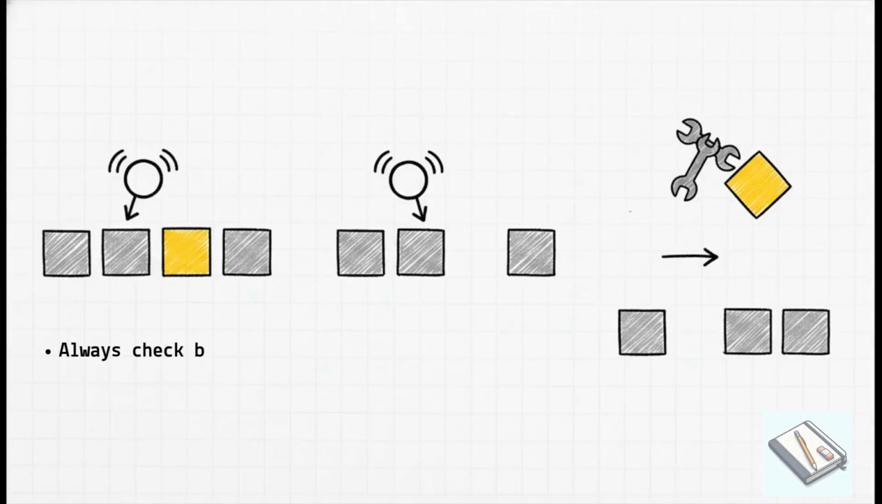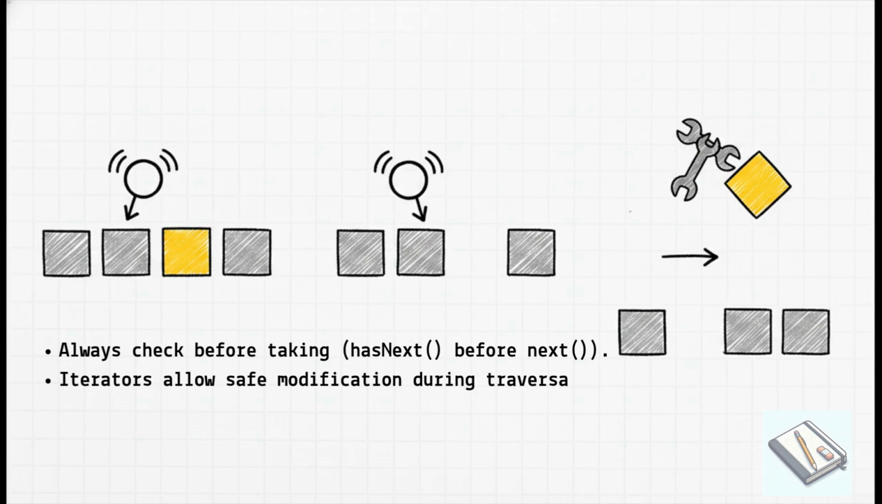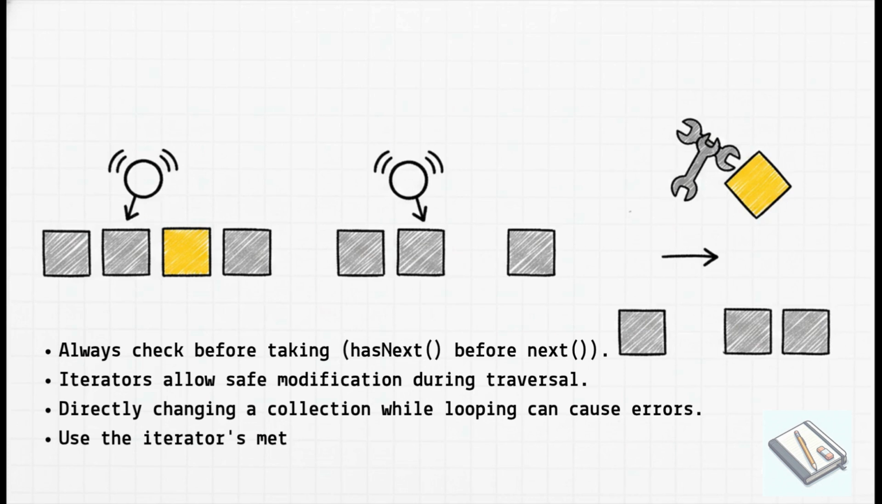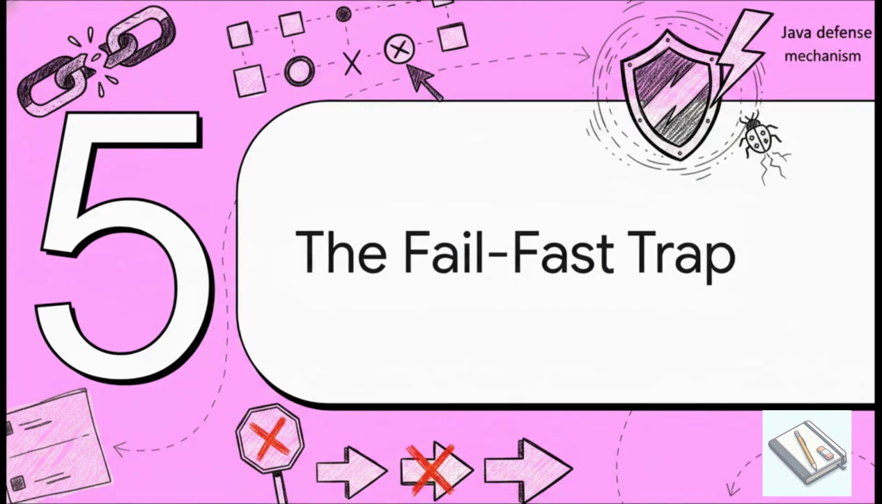See, the iterator's remove method is really smart. It knows exactly which element you just looked at with next, and it works together with the collection behind the scenes to remove it properly without messing up your loop state. So what actually happens if you ignore all this and use that dangerous direct list.remove method anyway? Well, Java doesn't just shrug and let you create a mess.